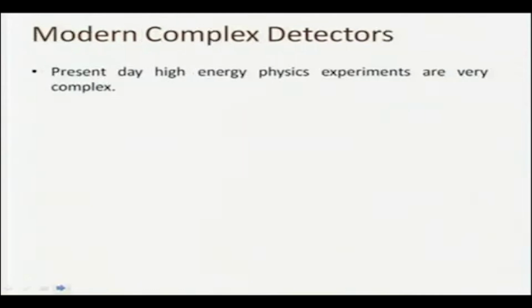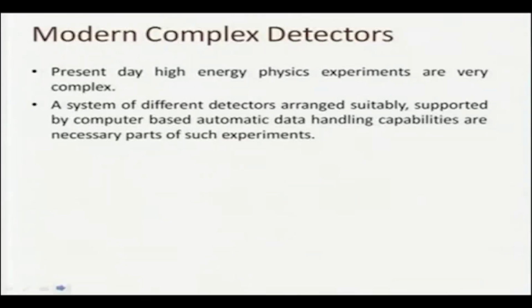Now, coming to the modern complex detectors, we need many different types of these basic detectors, and a large number of them arranged in a detector system, which can be considered as a big detector with different small parts, and all the information comes from these various parts. The detector will have a silicon strip detector and various other parts which absorb the particle and give you information about the energy and various other things.